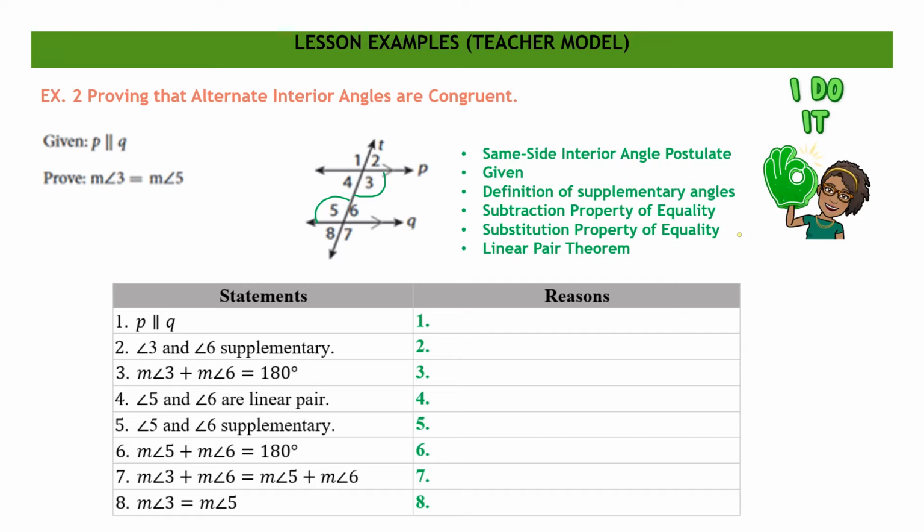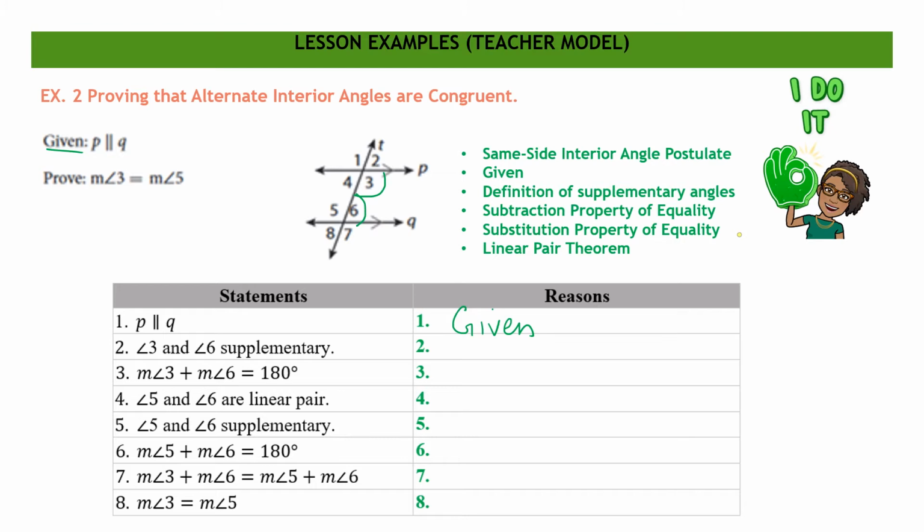So the first statement that we have for number 1 is that line P is parallel to line Q. Well, that's obvious that the reason is given because it's stated right here in our problem. The second statement that we have here is angle 3 and angle 6 are supplementary. So as you can see, angle 3, let me erase this here so we can make that a little bit more clearer. Angle 3 and angle 6 are located here, and they're supplementary.